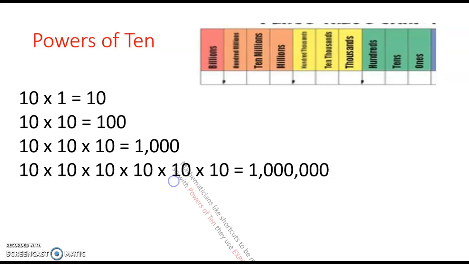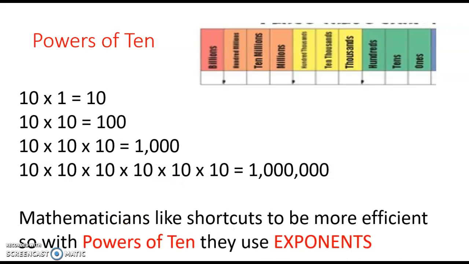And we know that mathematicians like to take shortcuts to be more efficient. So with powers of tens, they use exponents so they can write really large numbers, like numbers in the millions and numbers in the billions, quicker, because mathematicians like to be fast when writing down their answers, their solutions. So if we go back to 10 times 1 and we want to use a power of 10 with an exponent, we would simply write 10 to the first power. And 10 to the first power equals 10 because you're just multiplying 10 one time.